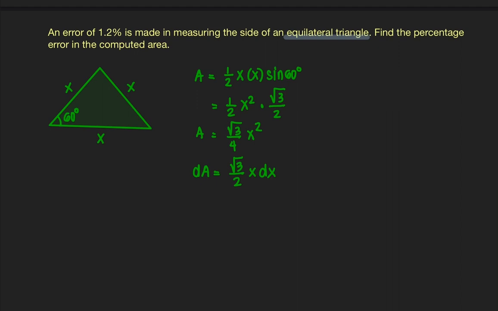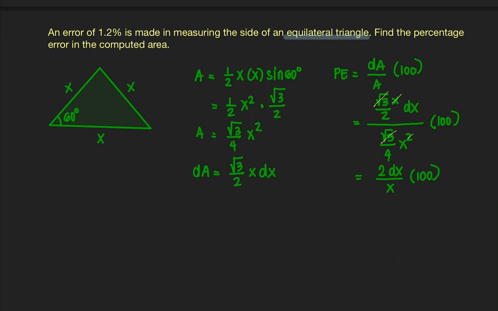So for the percentage error, PE, that would be equal to dA over A times 100. Okay, so our dA is equal to square root of 3 x over 2 dx, and our area is equal to square root of 3 over 4 x squared times 100. So we can actually cancel out square root of 3. We can cancel out one of the x's, and we can simplify the 4 and 2 here. So what would be left in this case now would be 2 dx over x times 100.